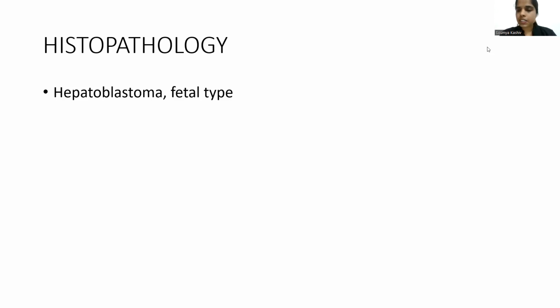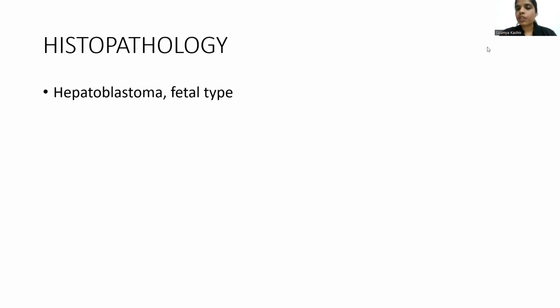So SIOPEL says that in standard risk, you have to give 4 weeks of neoadjuvant chemotherapy, which has to be cisplatin. And then go ahead with surgery after checking the response to chemotherapy, and then give 2 cycles of adjuvant chemotherapy as well of cisplatin. In high risk, it tells us to give cisplatin alternating with carboplatin and doxorubicin.